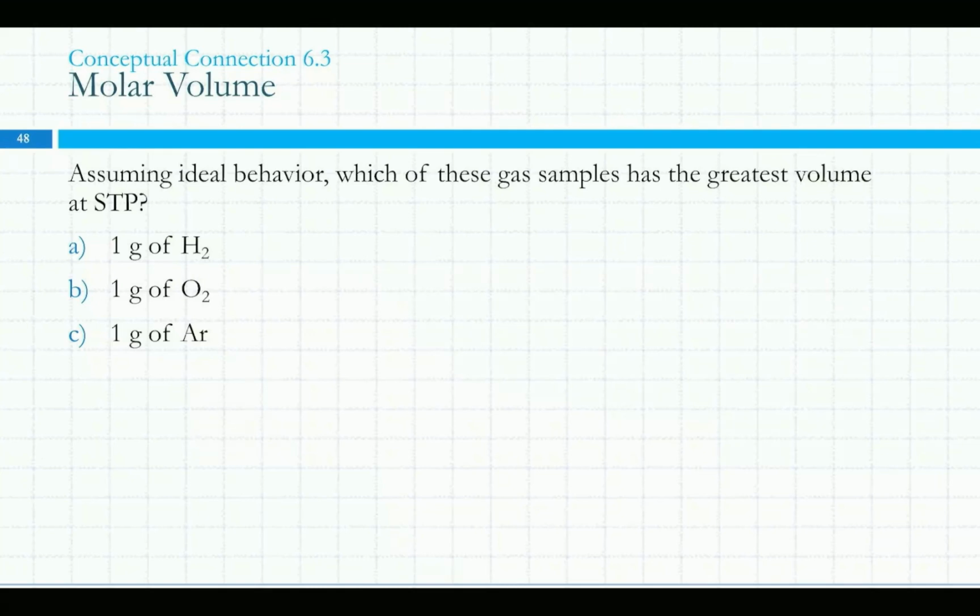So we're given 1 gram. If I had 1 mole, then it should all be the same, right? Because 1 mole of each would be the same volume. It's like for hydrogen, right? Really what we need to know here is how many moles there are, because these gases weigh different things, have different masses. So 1 gram of hydrogen, how many moles of hydrogen is that?